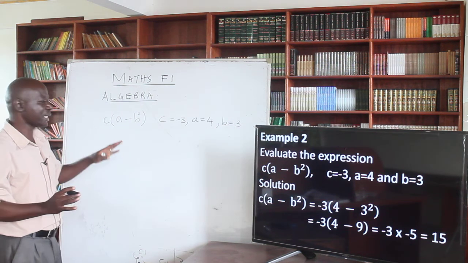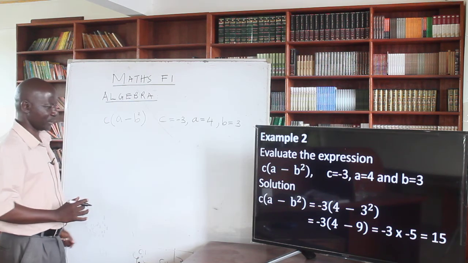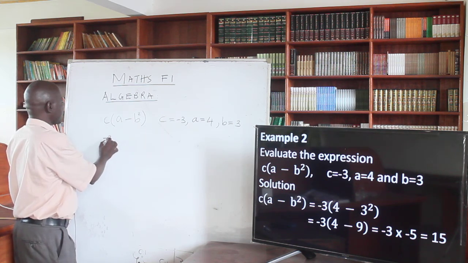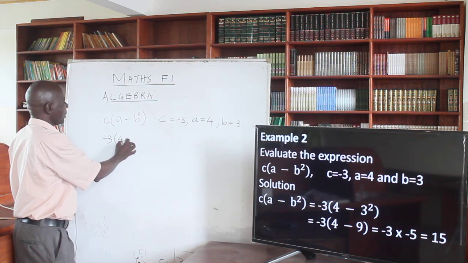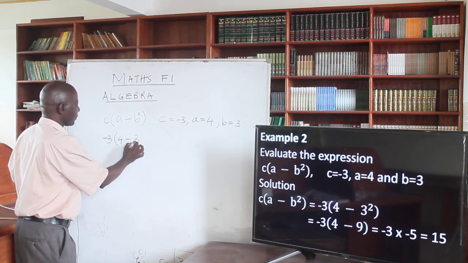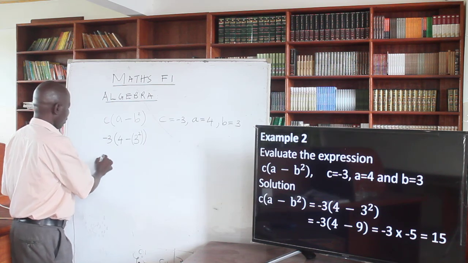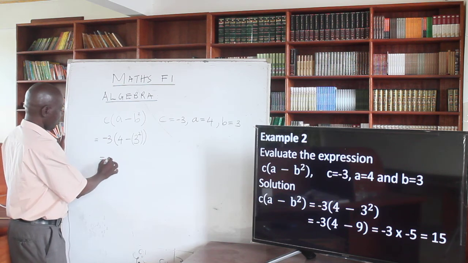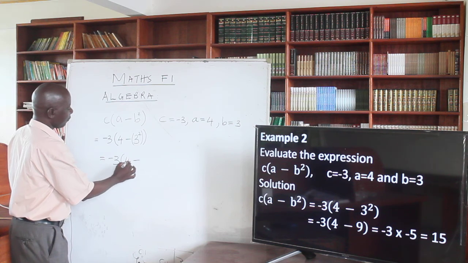And therefore, instead of having the letters, we substitute them with their specific values. And that is what we call substitution. And therefore c will be minus 3, bracket a has a specific value of 4, minus, and b has a specific value of 3, and that 3 has been squared. So our final calculation will be minus 3, bracket 4, inside the bracket we have 4 minus 9.